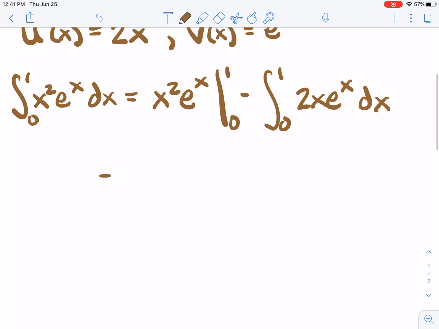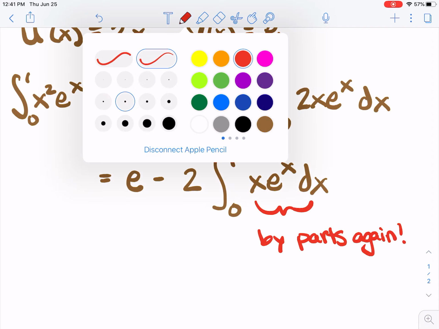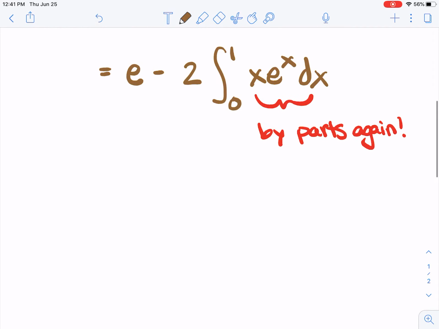So I've got a couple of things to do here. The first is put in my endpoints of integration. 1 squared e to the 1 is just e, minus 0 times e to the 0, so minus a 0. And I've got a minus 2 times the integral from 0 to 1 of x e to the x dx. And this is where we need to do parts again. We've got to do integration by parts again. It's a little tedious. We're patient. We can deal with it.